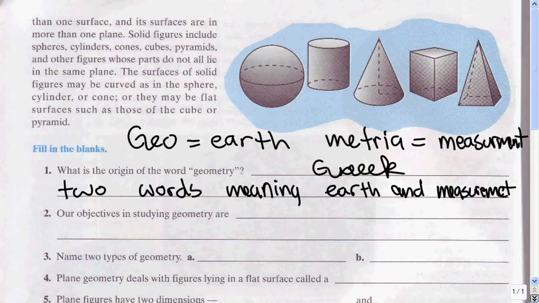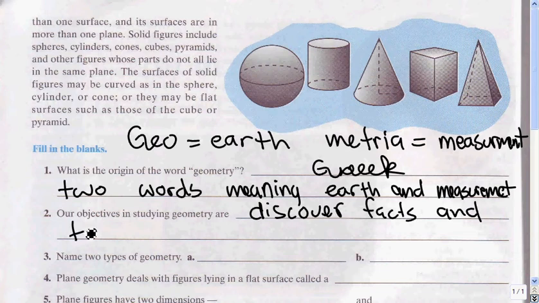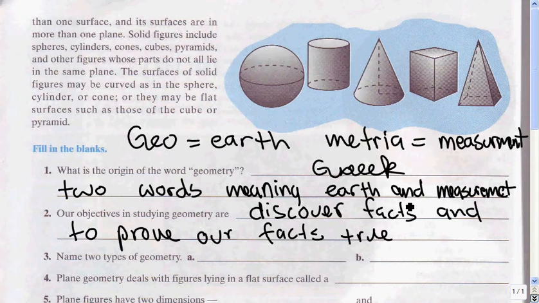Our objectives in studying geometry are to discover facts and to prove our facts true. So we're going to be discovering facts and also proving that our discoveries are true and reliable. These are also known as proofs.